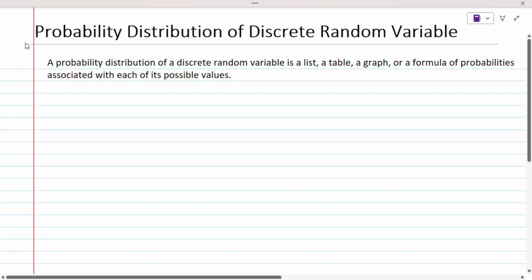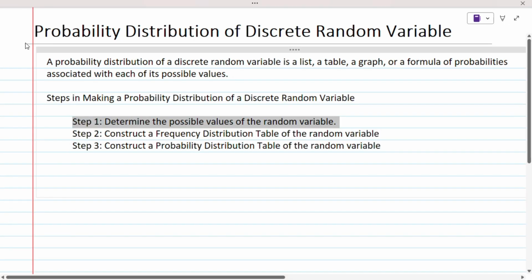So, let us discuss what is a probability distribution of a discrete random variable. So, a probability distribution of a discrete random variable is a list, a table, a graph, or a formula of probabilities associated with each of its possible values. So basically, if we take the values of our random variable, we can create a table to determine the probability that the random variable can occur.